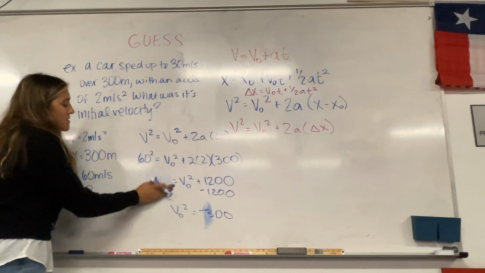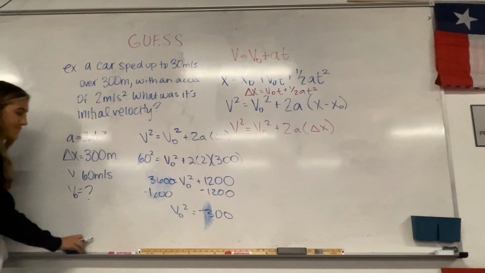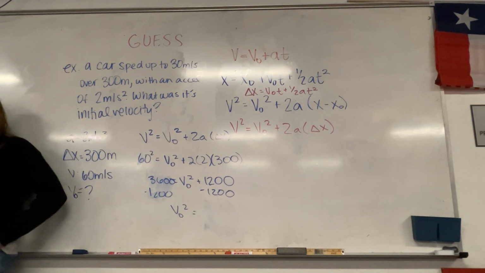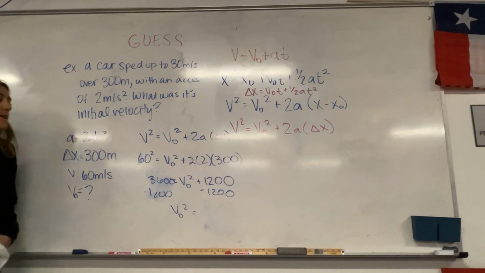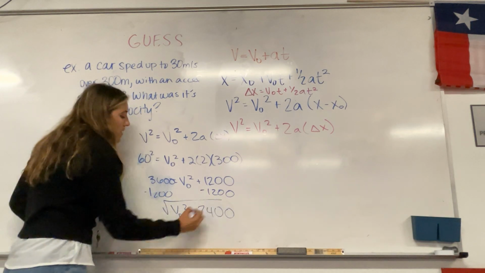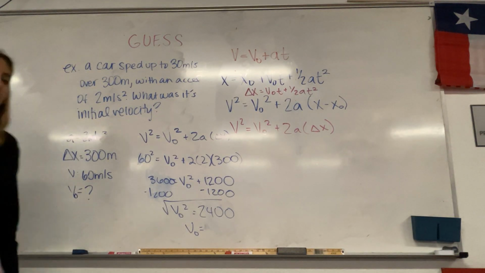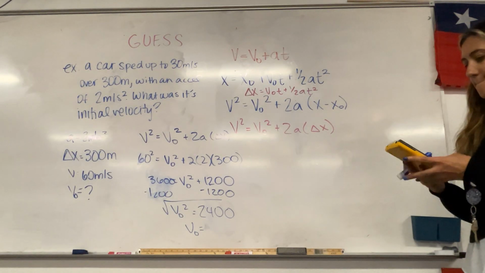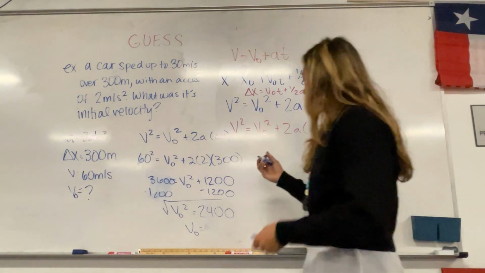That makes this 3,600. Look at that. Haha, now I've solved the problem. I make these up as I go. Sometimes they work out, sometimes they don't. All right, 3,600 minus 1,200 is 2,400. Now I can take my square root. V naught is equal to 49. We'll call it 49.